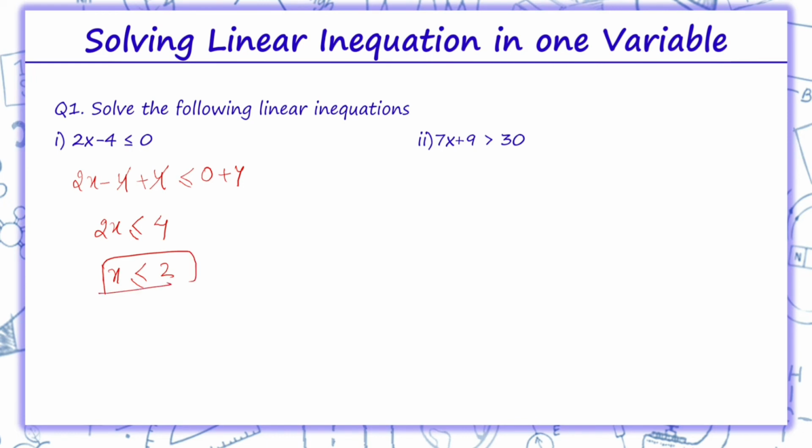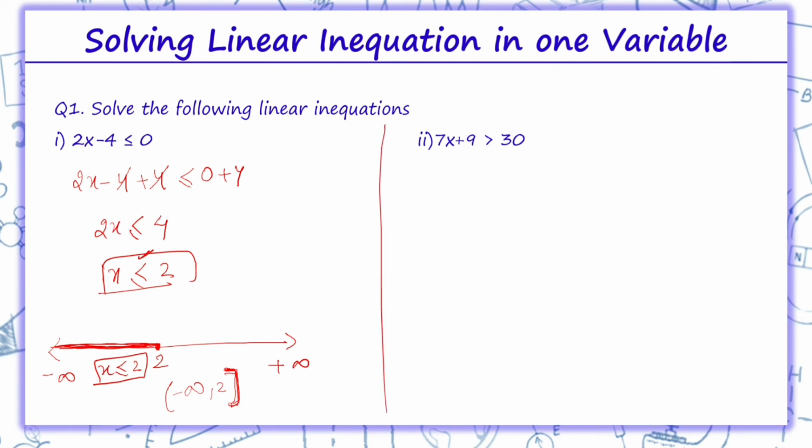Whatever we got here, we will plot it on a number line. So this is our number line. Over here we have plus infinity, here we have minus infinity. Let us suppose this point is 2. So this is the number line which represents x is less than or equal to 2. If we write it in the solution set, we will write minus infinity to 2 where 2 is included, because the equal sign was there. When 2 is included, we put a square bracket which represents a closed interval.